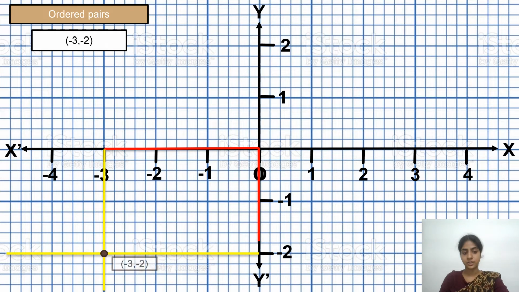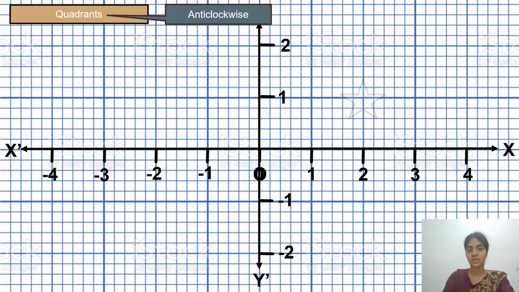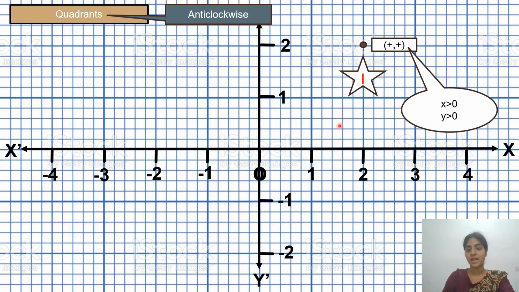So this is the point we get. Let's learn about quadrants. Quadrants are usually taken in anti-clockwise direction. So first quadrant is this quadrant, which has positive values. Any point on this quadrant will have positive values. X value will be positive and Y value will also be positive. Here X will be greater than 0 and Y will be greater than 0 as they are positive.